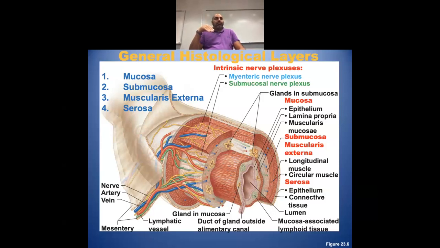Then we go to muscularis externa. These muscles, the inner circular and outer longitudinal, are the ones that will do peristalsis and segmentation as needed. They're the ones moving the food bolus through, or eventually feces. Okay? And then lastly, either serosa or adventitia.